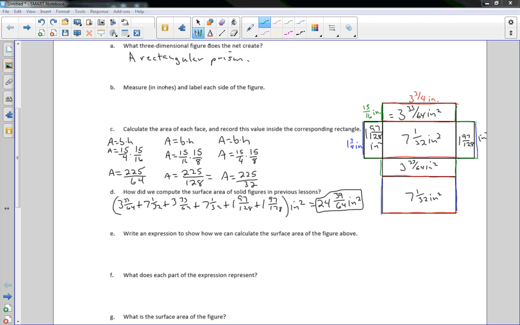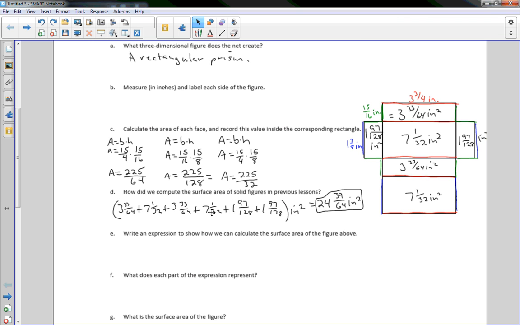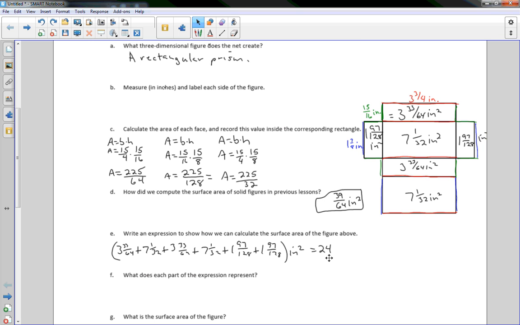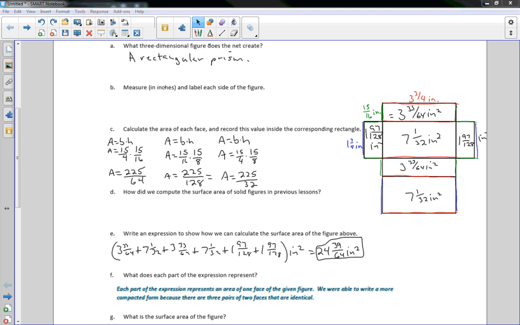Okay, so that added up to 24 and 39/64 inches squared. Okay, E says write an expression to show how we can calculate the surface area of the given figure. Okay, actually that is the expression. The how is the explanation. So I'll just bring this all down here. There. Okay, and then F says, what does each part of the expression represent? Okay, each part of the expression represents an area of one face of the given figure.